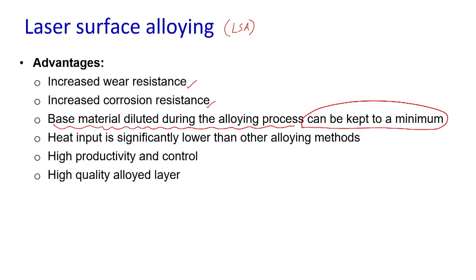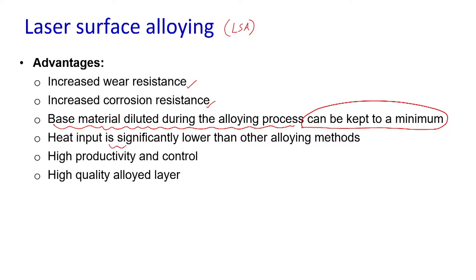There are other surface alloying techniques, thermal energy based surface alloying techniques such as thermal spraying, where there would be uncontrolled dilution of substrate material with the deposited material. But in this case, we can control the dilution, we can control the mixing of the substrate material with the deposited material by having the controlled irradiation. So that is the advantage of laser based surface alloying.